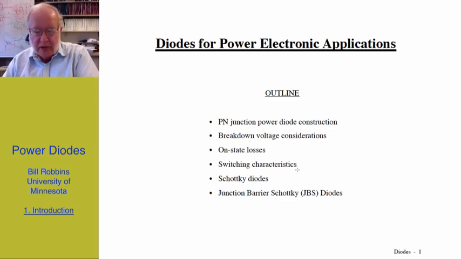In this video I'm going to talk about the following topics: the basic construction of a power p-n junction diode, what determines their breakdown voltages, then on-state losses, switching characteristics, then a brief discussion of Schottky diodes, and finally a brief discussion of junction barrier Schottky diodes, sometimes termed JBS diodes.